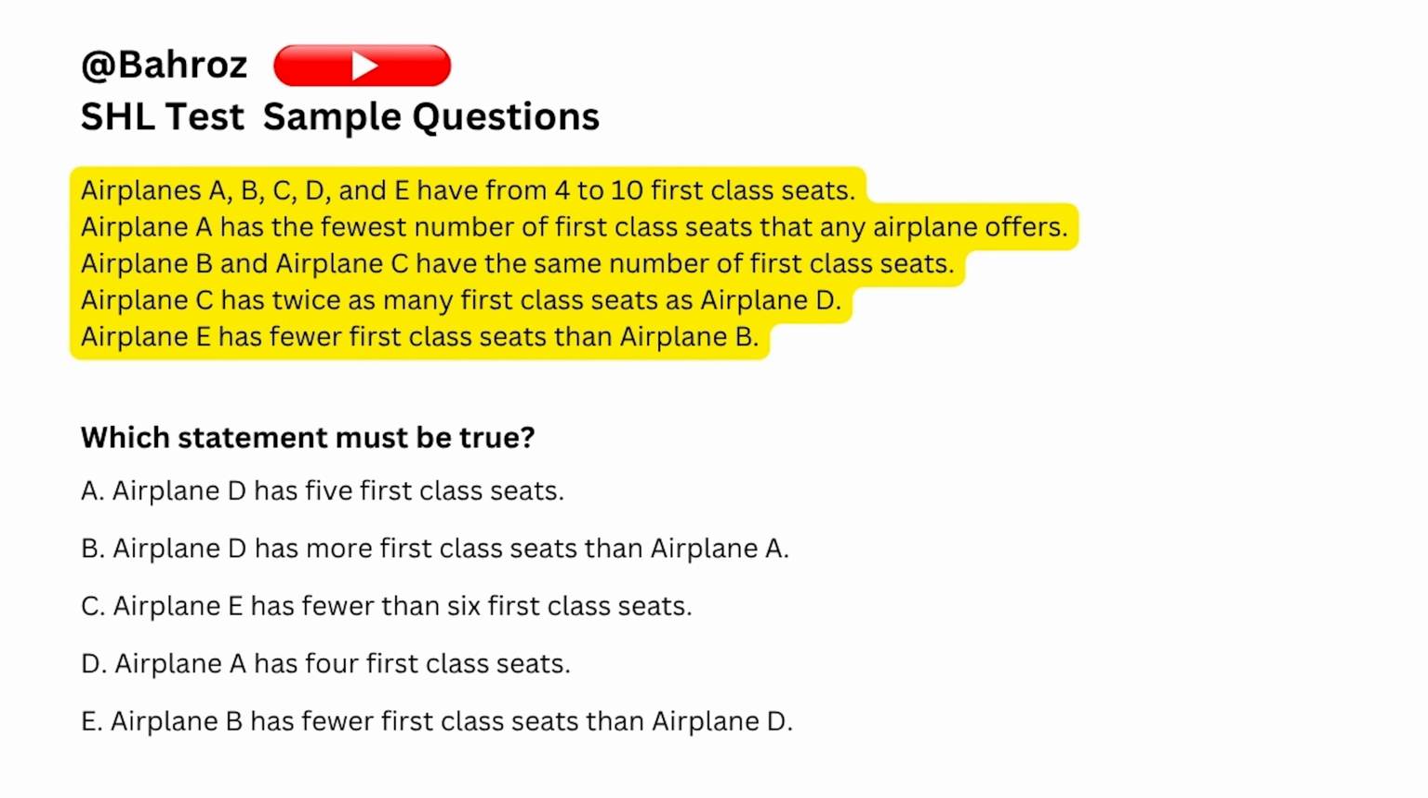Now let's try plugging in some simple numbers. Say D has 5 seats. Then C would have 10 because 2 times 5. So B equals 10. That makes E less than 10. And A must be lower than all of them. That would mean A equals 4. These values work with all rules. So A has 4 seats must be true.